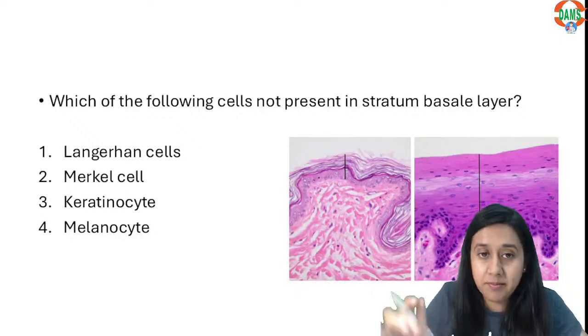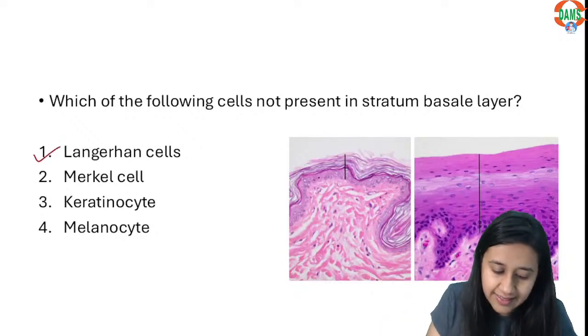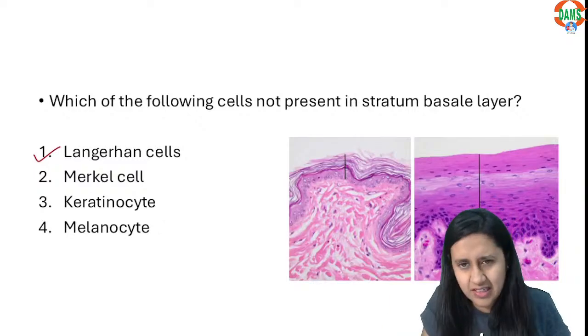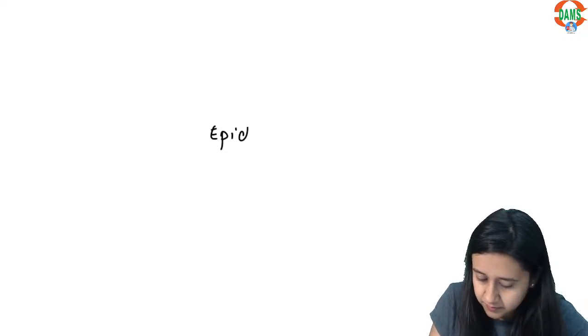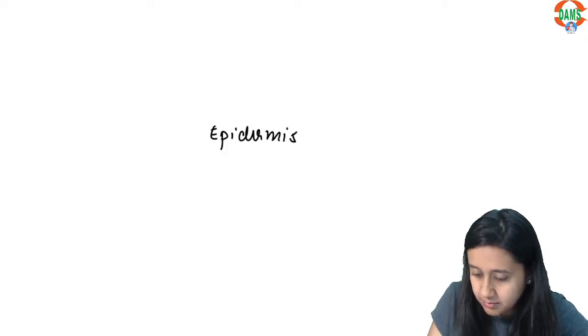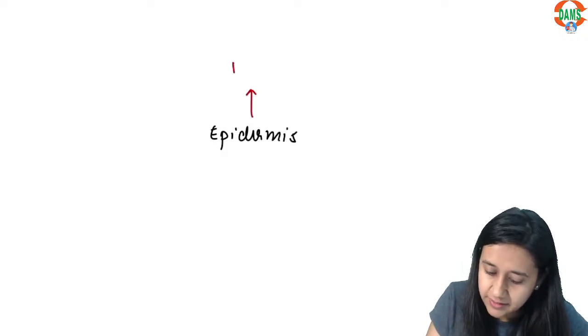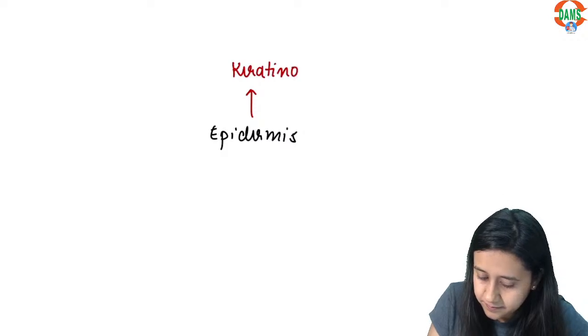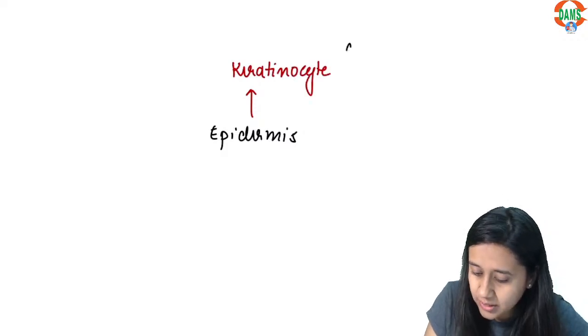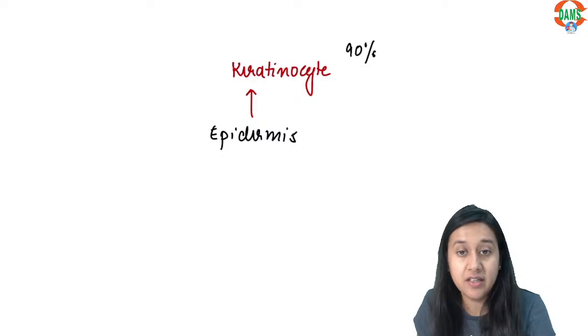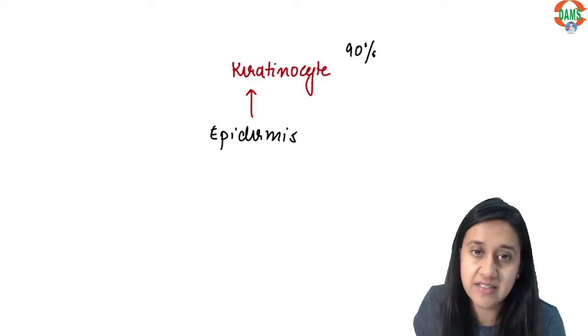Okay, so please remember the correct answer is Langerhans cell. Now let us discuss a little bit about the structure of your epidermis. Please remember, in our epidermis, the majority of the cell is keratinocyte. That is, up to 90% of cells are keratinocytes. The major chunk of cells is keratinocytes.